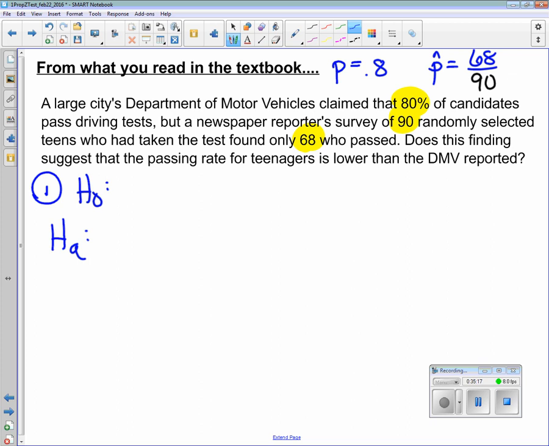What's my null hypothesis? What letters am I putting in it? Z, Z star, P, P-hat, mu, X bar? What letter goes in there? P. It's your parameter. P equals what? 0.8. That's the claim. You better write a sentence. What's the context? The DMV claims 80% of the people pass the driver's test, right?